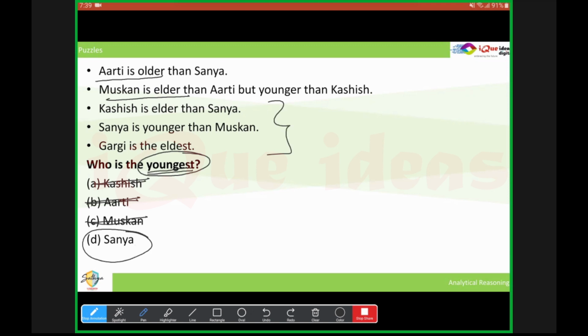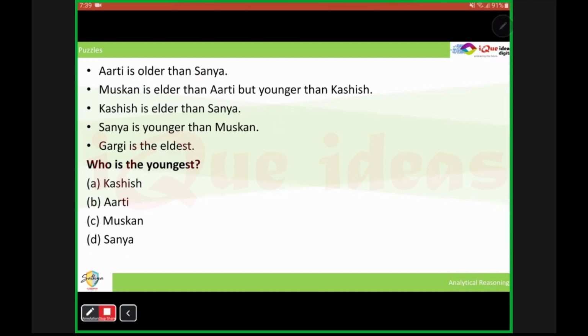Did everybody get this one? So either you can complete the diagram or if this is just one question, sometimes using the combination of the questions and the options, it is enough to identify the answer. Okay, so these are comparison based questions.